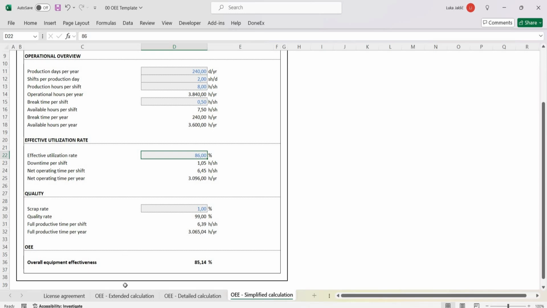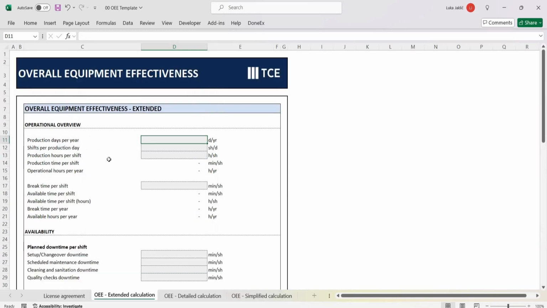We will now continue with an extended OEE calculation. In this calculation, we will incorporate downtime for each of the main OEE sections to provide a more detailed and accurate assessment of the production operation's efficiency. Let's start with the operational overview.